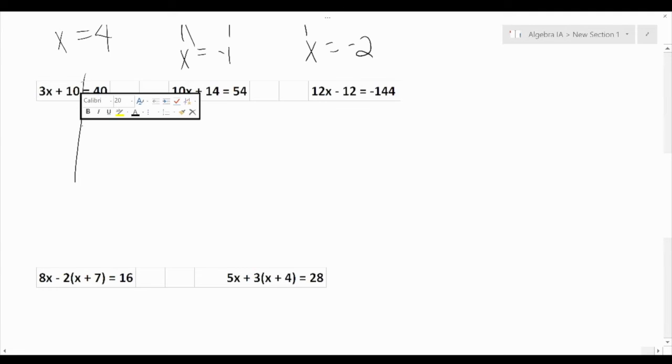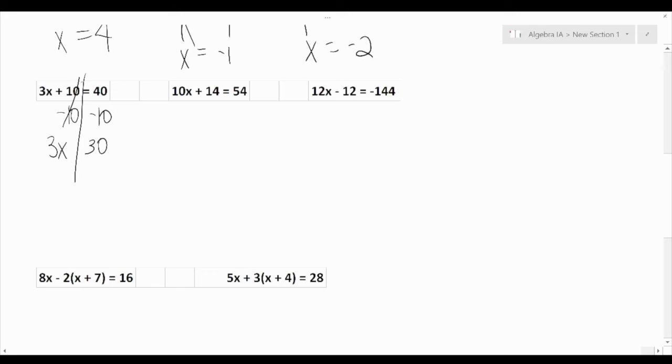That's a little bit crooked, but we'll go with it. Now, plus 10, opposite plus 10 is minus 10. So subtract 10 on both sides. We're going to have 3x left. 40 minus 10 is 30.